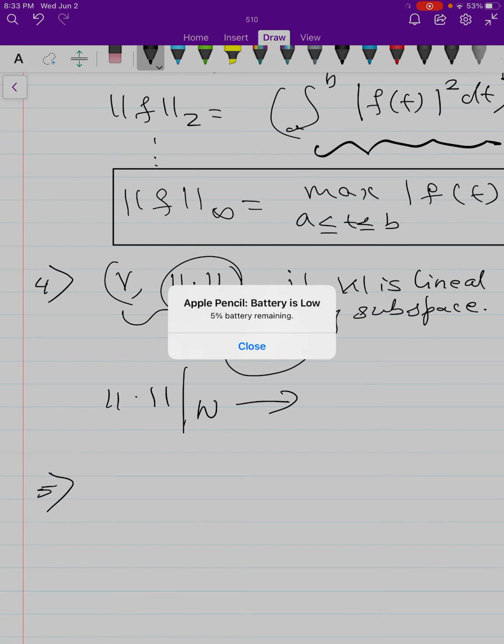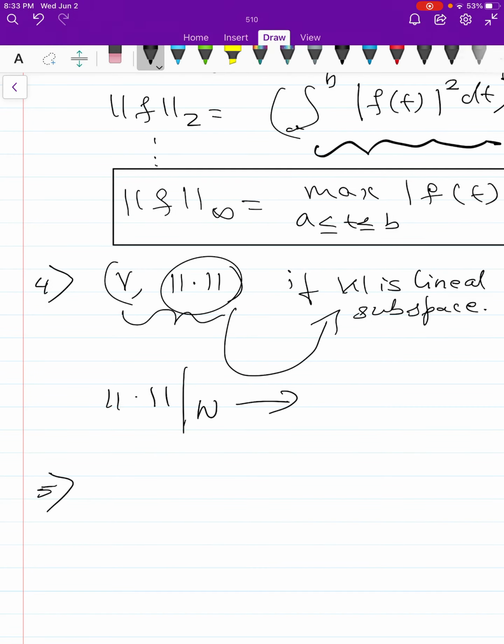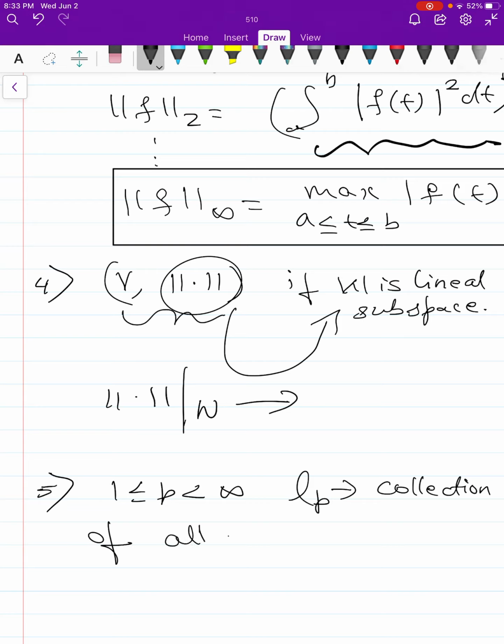Okay, so the fifth example would be: we might also consider the sequence space analogues of the scale of norms on Rn. Something like that is given in B. For example, 1 less than or equal to p less than infinity, we define LP to be the collection of all real sequences.